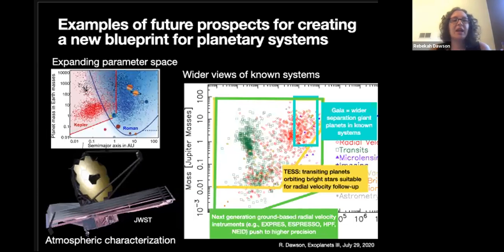Then a final exciting thing is that there are new missions and surveys coming online that are going to let us look at individual systems with a much wider view. So systems where right now we may only know about the small planets close to the star, with Gaia, with better radial velocity follow-up, with more bright transiting planets, we'll be able to scope out more of the full system and see, just like we do in the solar system, how the different pieces tell us a story of the origin.